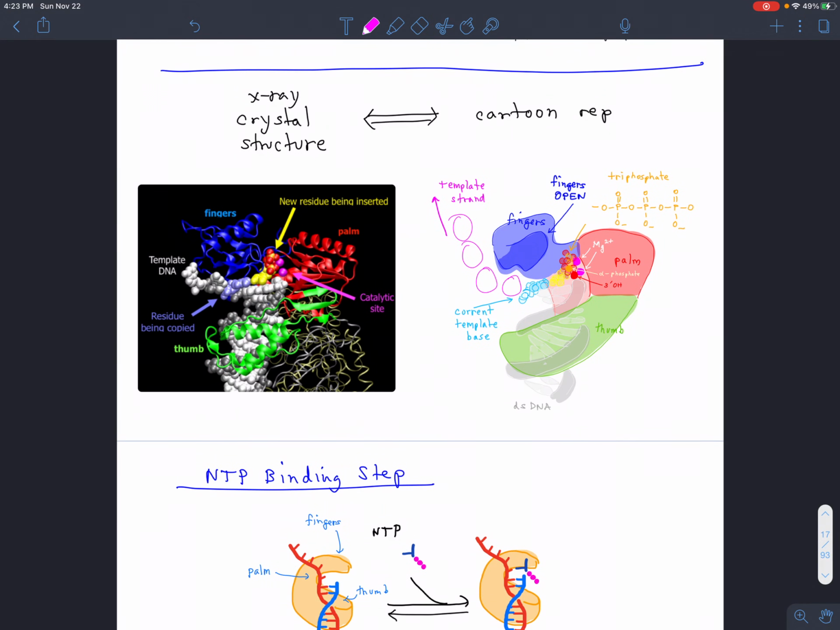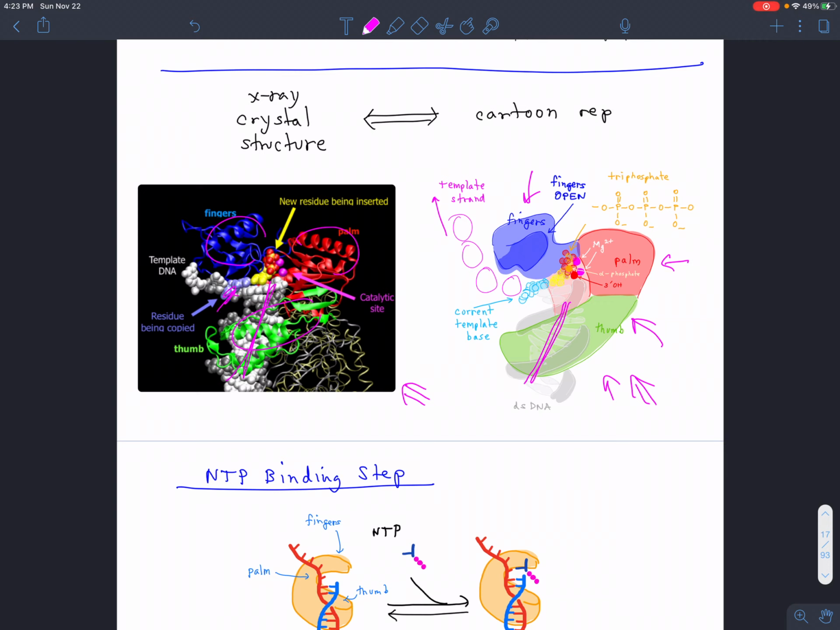All right. We've looked at this crystal structure already, but it doesn't show everything we want to show, so I'm going to represent it from now on with this cartoon. You can see that I traced this cartoon from this picture, but now I can change the cartoon to show different states of the polymerase. There's the fingers, the palm, the thumb, and the DNA going through the middle here.